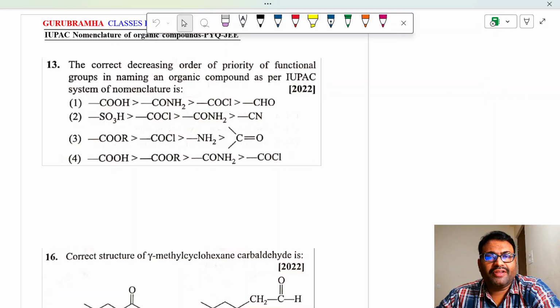Today, in this session, we are in part 2 of solving JEE Mains PYQ on the topic IUPAC naming of organic compounds. Okay, part 1 was already completed. Now we are in part 2. Let us start the session.